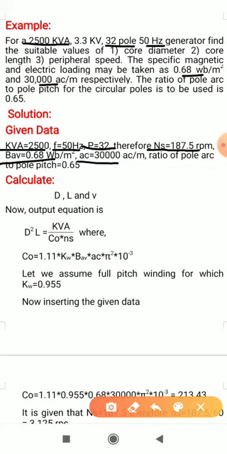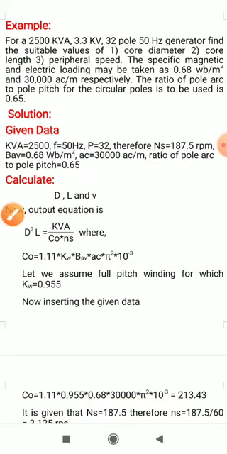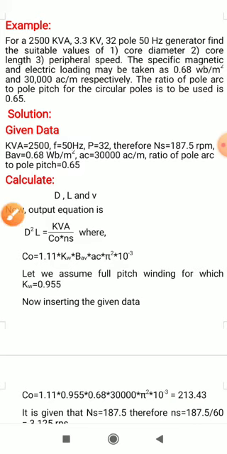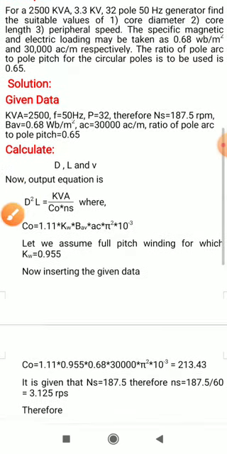Along with that, the ratio of pole arc to pole pitch is given. So the ratio of the pole arc to pole pitch is equal to 0.65. And we need to calculate the three quantities, that is the core diameter D, core length L, and peripheral speed V. So let me start this example with the output equation.